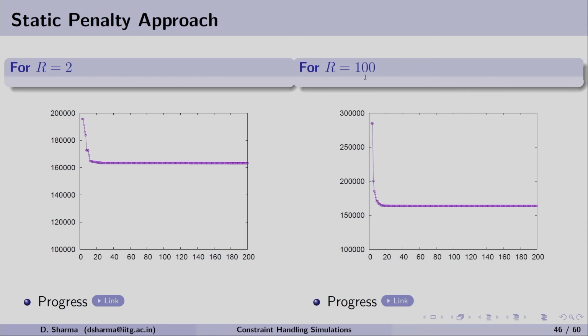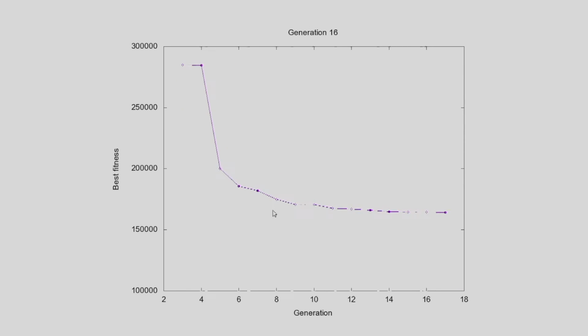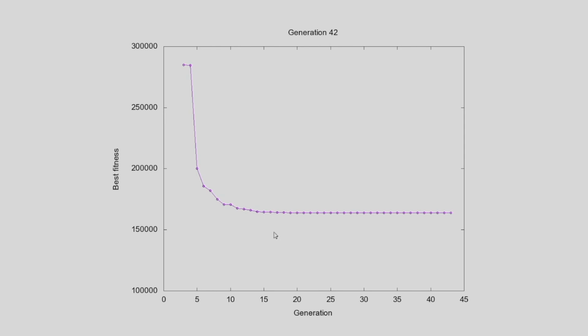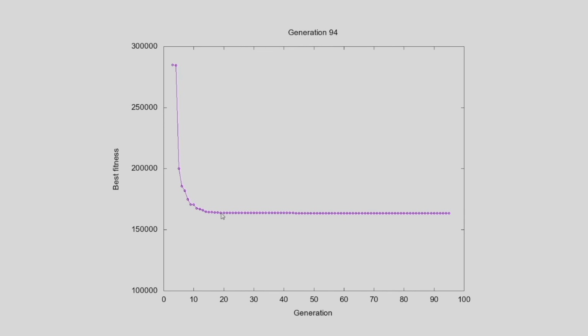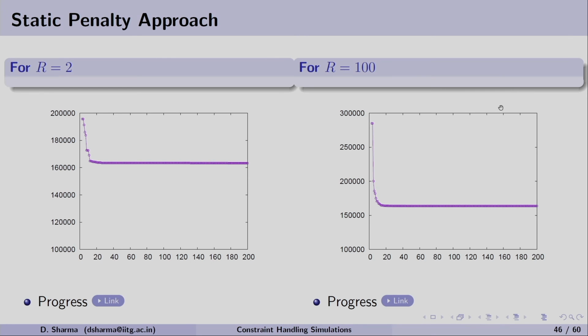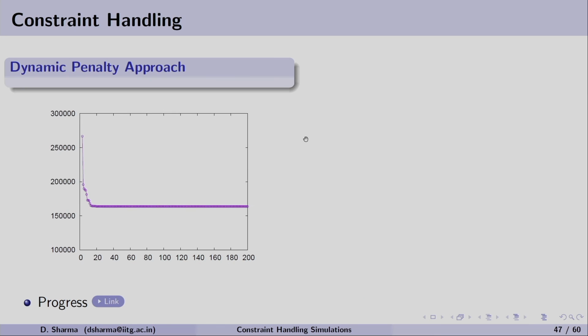Now, if we increase the value of R, which is now 100, we can see there is a change in the convergence. It is only because we are penalizing the infeasible solution more. We will see the progress now. As can be seen, close to 16 generations, we found a solution, and at that solution the fitness is not improving. So, according to R equal to 100, that is the best solution for the milling process parameter optimization.